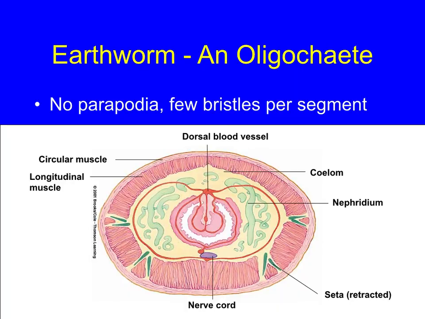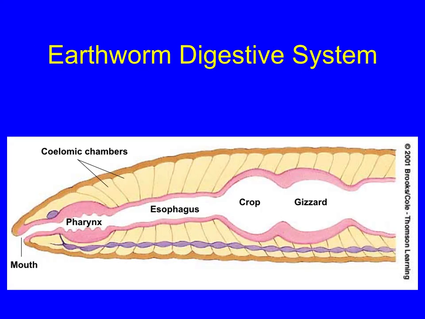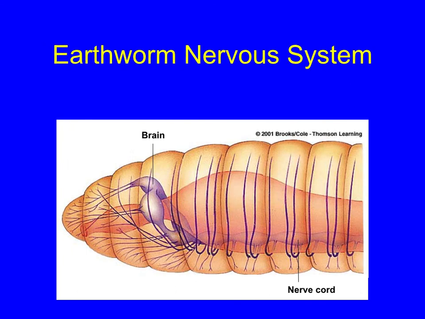We see the earthworm circulatory system right here, how it has hearts all throughout it. And we see the earthworm digestive system right here, where the mouth, the pharynx, the esophagus, the crop, and the gizzard show how things move through. And take a look right here at the nervous system, as it has a brain and nerve cords.